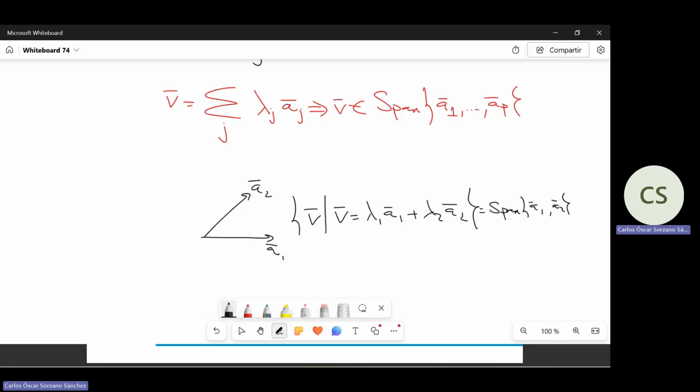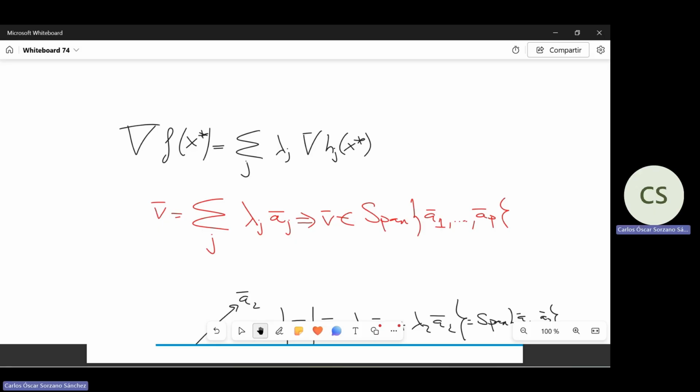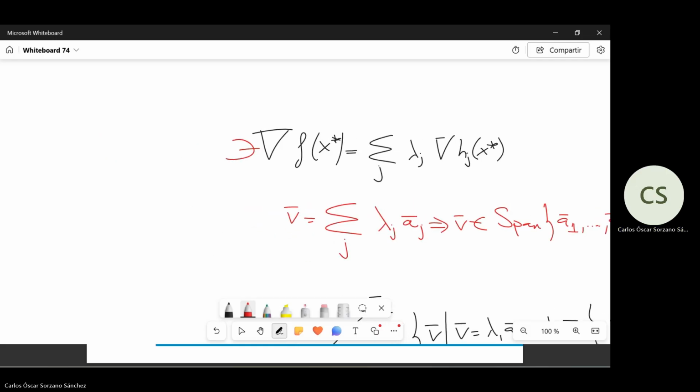This one? Yes, I simply put it because this equation reminds us of this one. So we have a vector and then a linear combination of these vectors. So what that means actually is that this vector belongs to the space spanned by the gradients of H1.